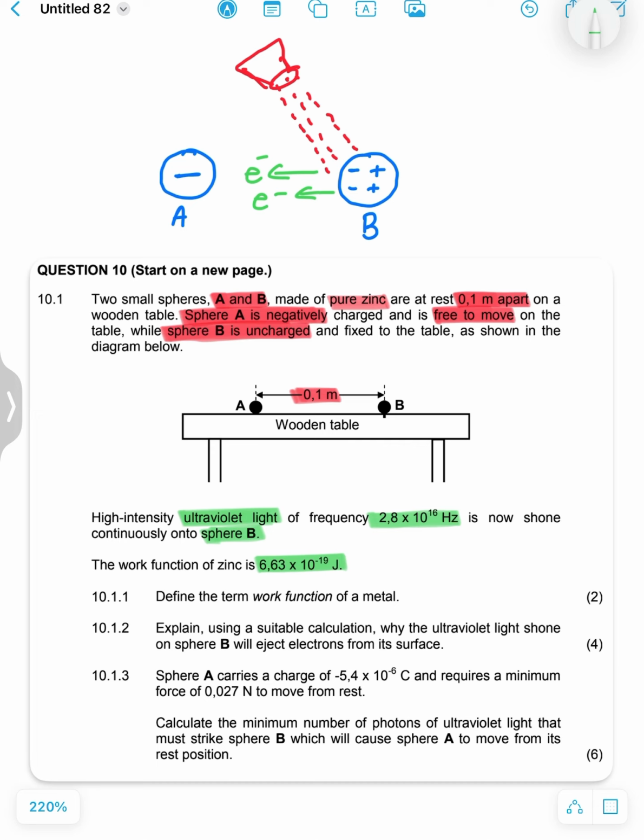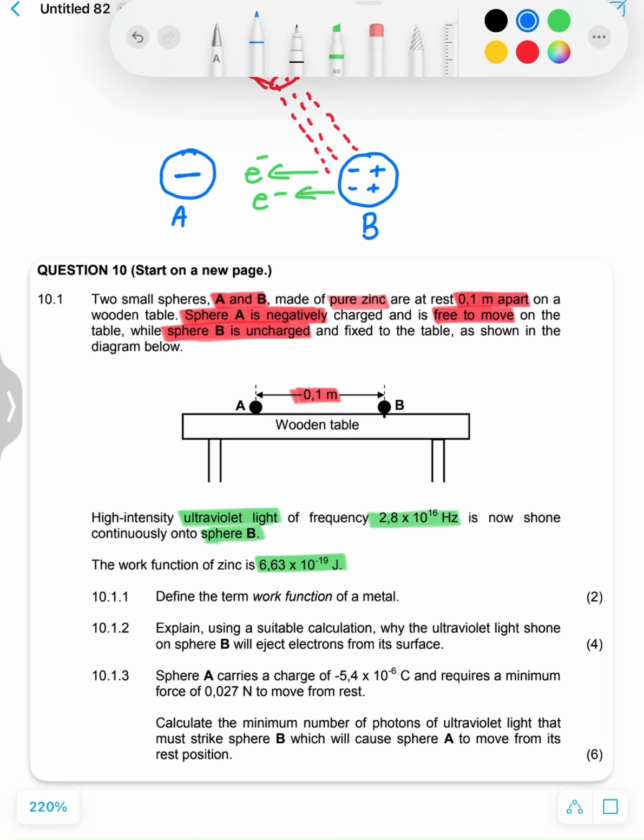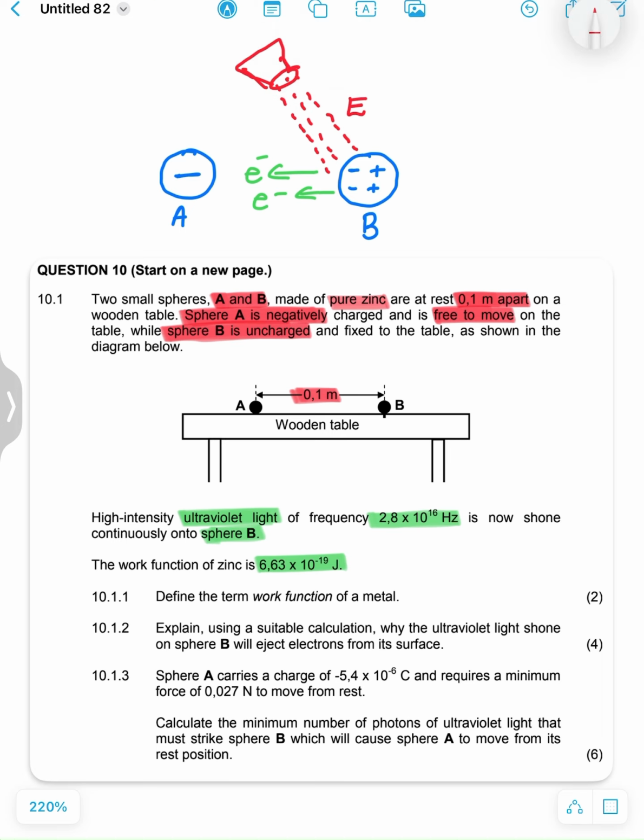Each particle of light carries energy, and the energy of light is hf, or if you are given the wavelength, the energy of light is hc over the wavelength. The energy of light is transferred to electrons, and then electrons are ejected from sphere B to sphere A.